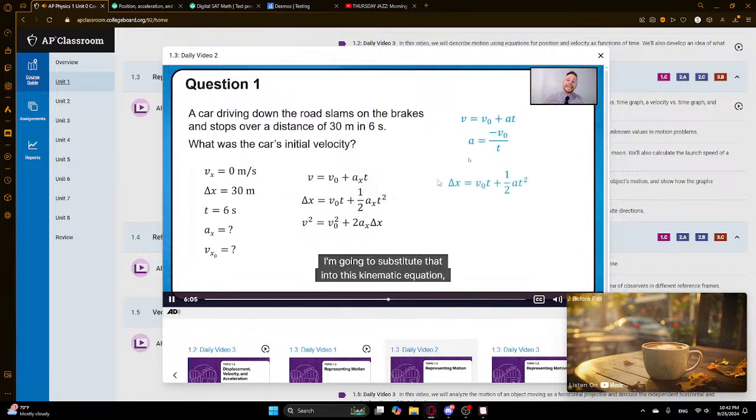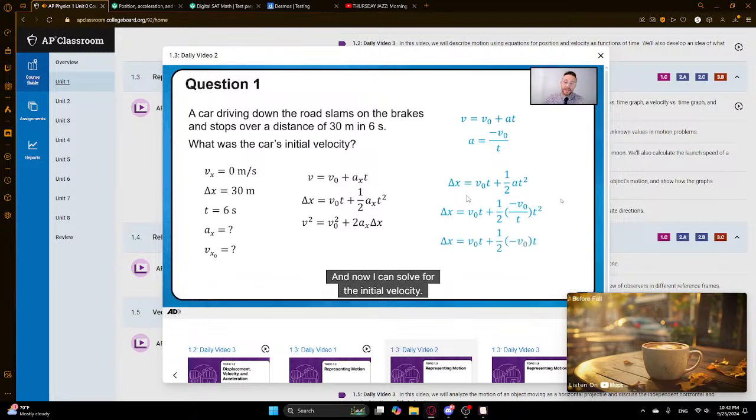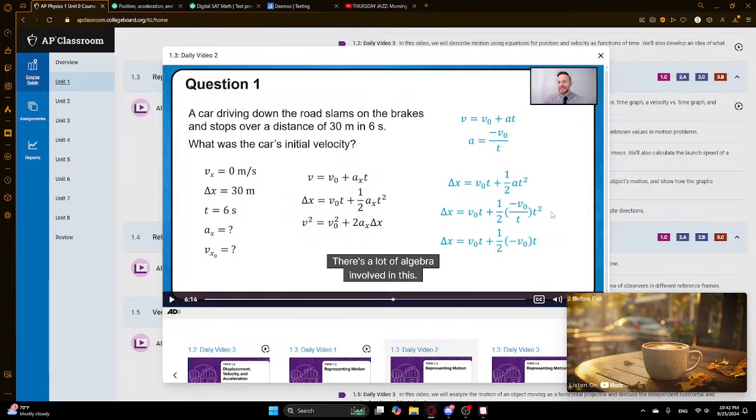I'm going to substitute that into this kinematic equation. And then he subs a into it, that is so nasty. And then I can simplify it. And now I can solve for the initial velocity. There's a lot. This is so disgusting. And these two t's cancel out.